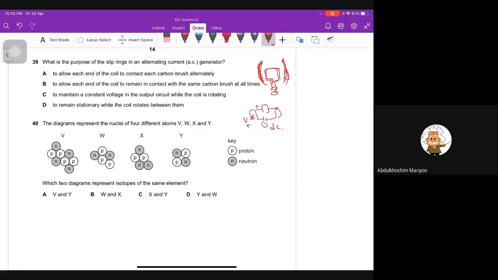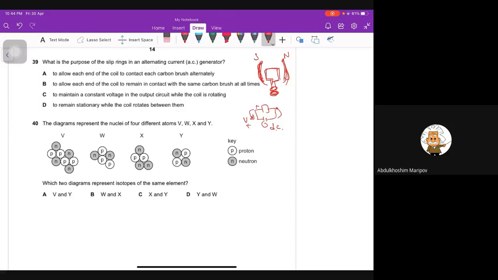Because of the magnetic south and north poles, when it rotates, it will change. From 0 to 180 degrees it is plus, and from 180 to 360 it will be minus. So imagine your house always having plus and minus volts. It's not the case. What they do is put these slip rings to change the current. When it's past 180 and changes to minus, they will convert it.